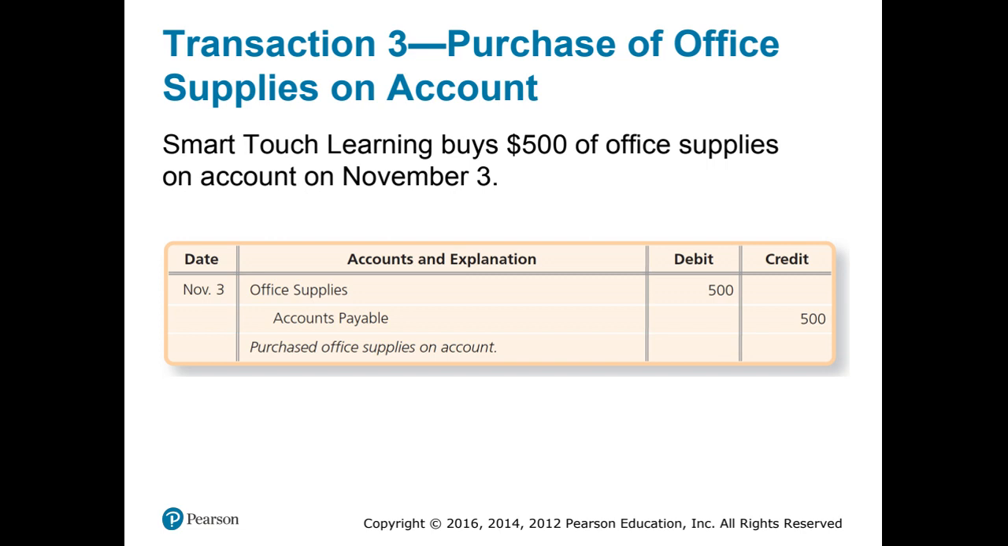And then we bought those office supplies. We bought $500 worth of office supplies, but we purchased them on account, so we haven't paid anything yet. So we're going to have to create a journal entry to an accounts payable account because we owe that money. So we're going to debit our office supplies asset account. We're going to credit our accounts payable account, and we're going to note that we purchased office supplies on account.